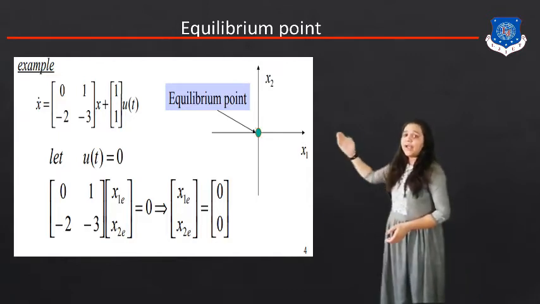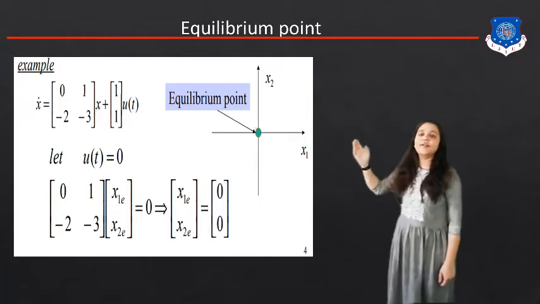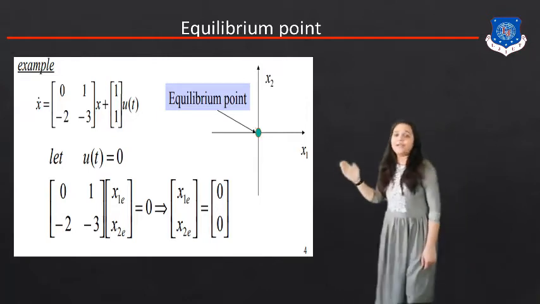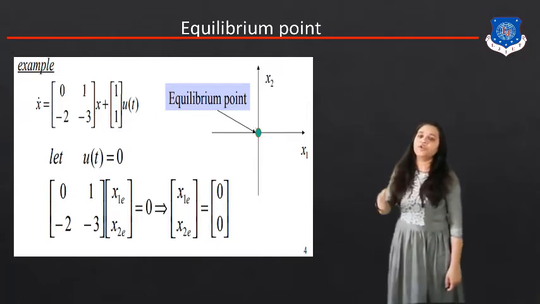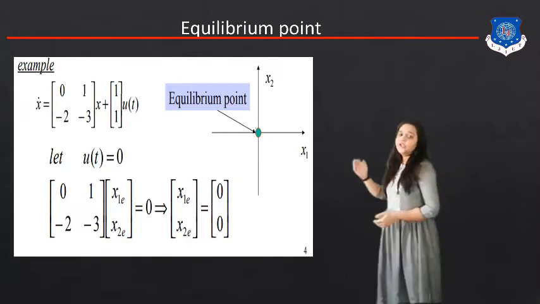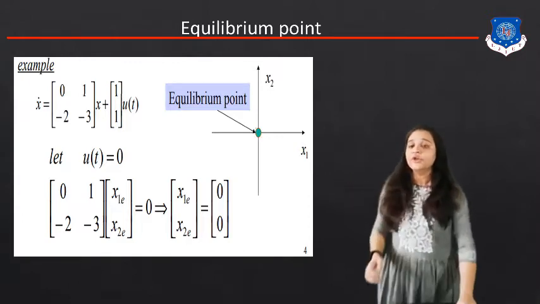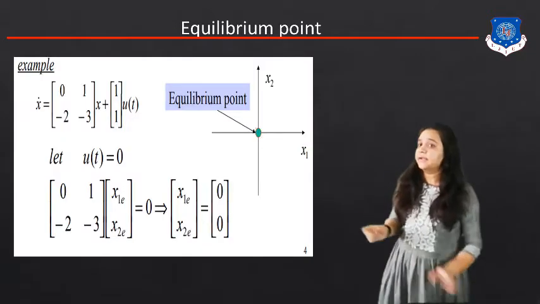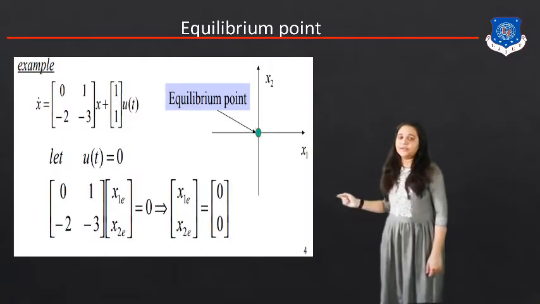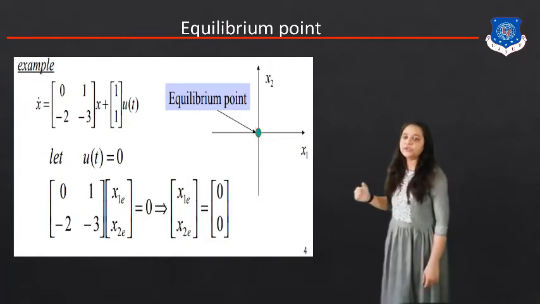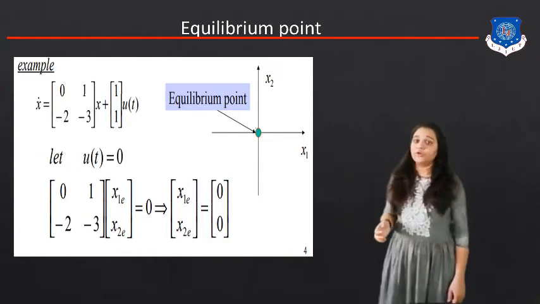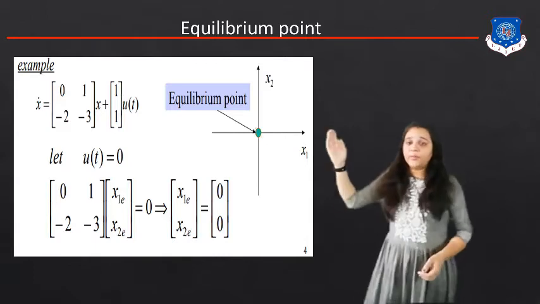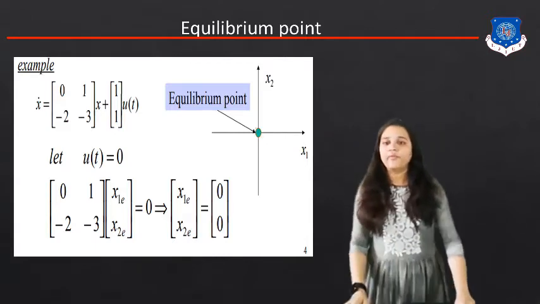They will give the value of x dot equal to the matrix [0, 1; -2, -3] x plus [1; 1] u of t. Now we have to take u of t equal to 0 using this equation. Okay, so we can get [0, 1; -2, -3] times [x1e; x2e] equal to 0. So we can get the equilibrium point at the 0 value.